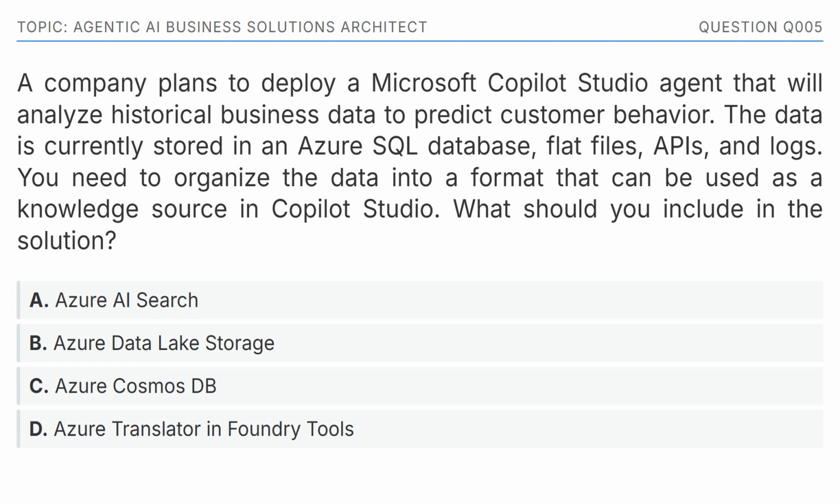The options are: Option A, Azure AI Search. Option B, Azure Data Lake Storage. Option C, Azure Cosmos DB. Option D, Azure Translator in Foundry Tools.